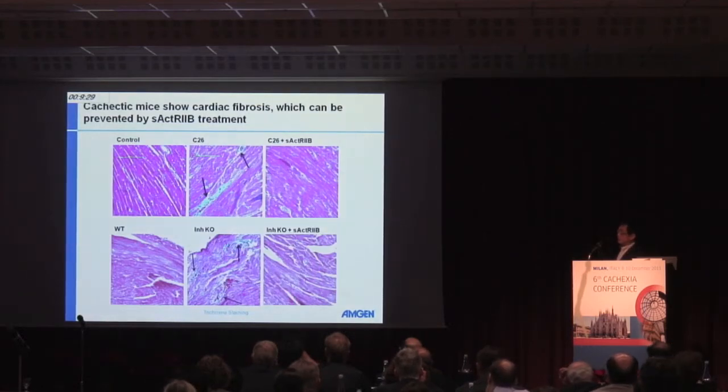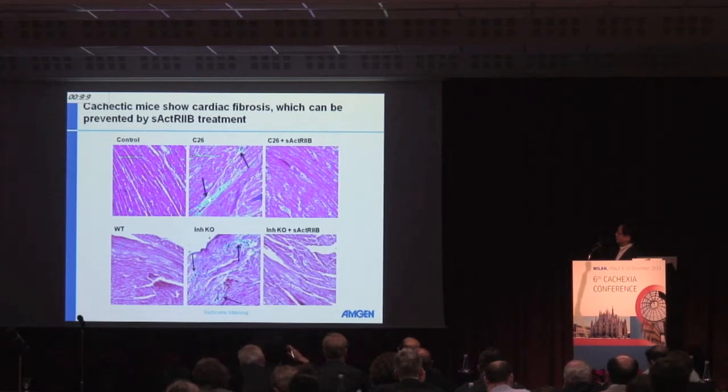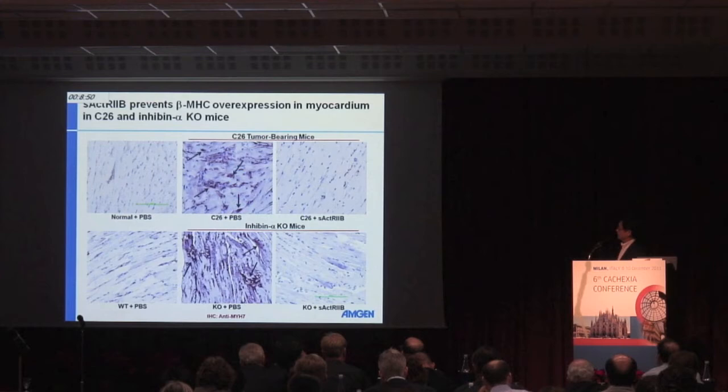When we look at the heart histologically, the heart is in fact not only smaller, but it looks different. If you look at the trichrome stain in this particular slide, showing the colon 26 and the knockout heart, you can see fibrosis clearly. But the nice thing is that when we treated these animals with the soluble agent blocking the myostatin activin signaling pathway, you don't see this anymore. So the heart was well protected in that sense.